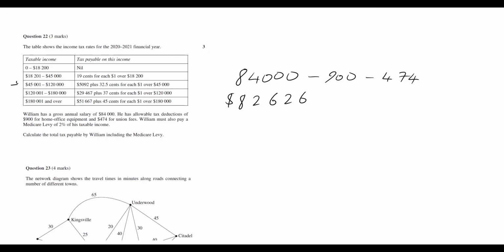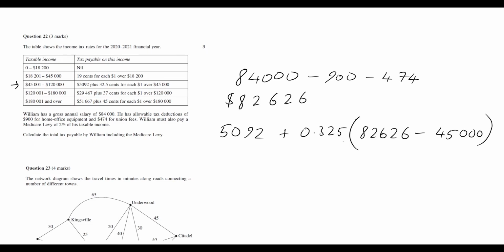All right, so what we need to do now is see which tax bracket he'll fall into. So clearly, he is between $45,000 and $120,000. So we know that the tax that he'll pay on his income is going to be $5,092 plus 32.5 cents for each dollar over 45,000. So the way that we'll write that out is plus 0.325, we'll write it in dollars, multiplied by 82,626 minus 45,000. And you can simply put that into your calculator, and what we'll get from that is $17,320.45. Okay, so we're almost there.